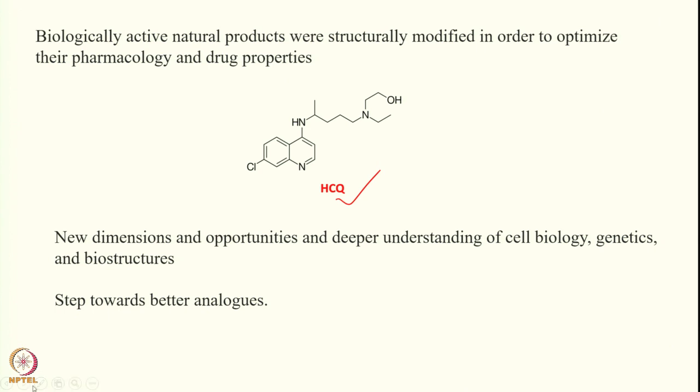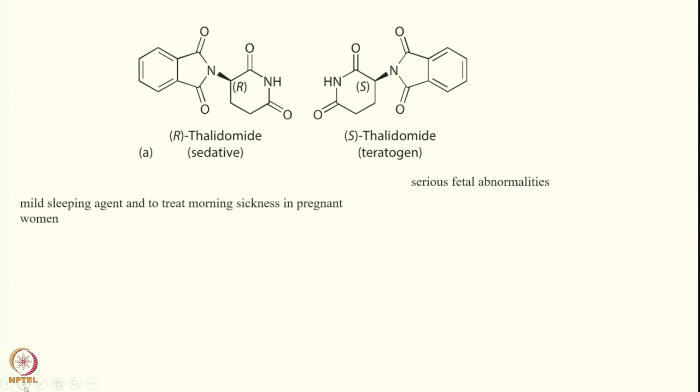So, it started with a basic curiosity: can these compounds treat something? That was the original idea of the person who started. Once they saw that it was doing something, it was extracted, its structure was determined, the bioassay was established, then medicinal chemistry was done to make it better. So, a new dimension and opportunity came for deeper understanding, mechanistic insights, right. Why is it important to know the structure and the binding property?